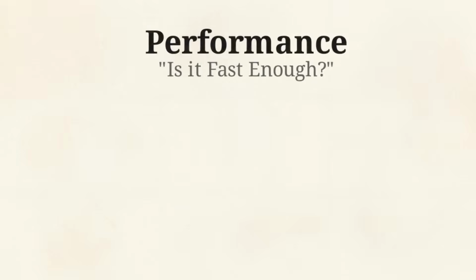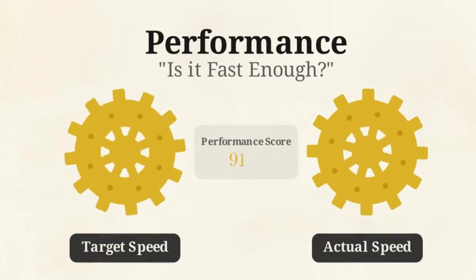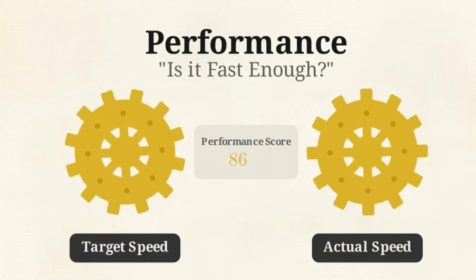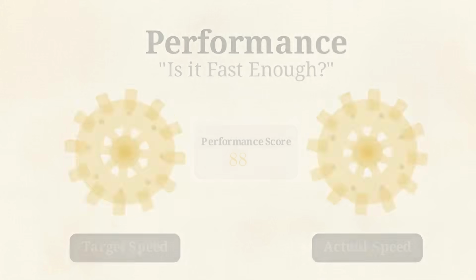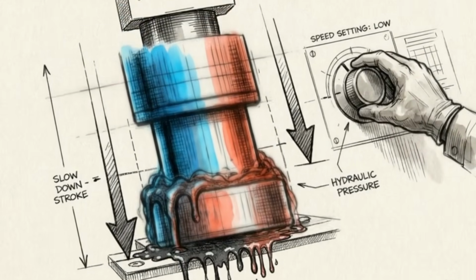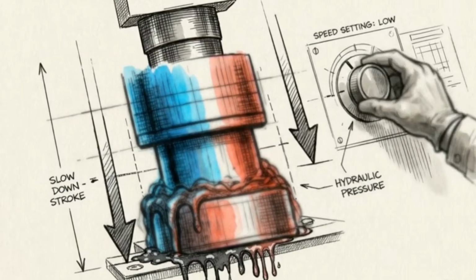The second variable is performance. This diagram shows 2 identical gears, representing the "is it fast enough" test. One gear hits target speeds, while the other lags behind. Out on the line, you might see heavy mechanical presses moving sluggishly. Operators will sometimes intentionally dial back the equipment.